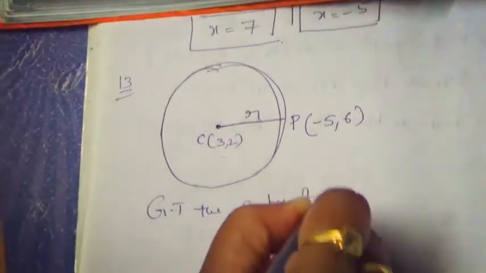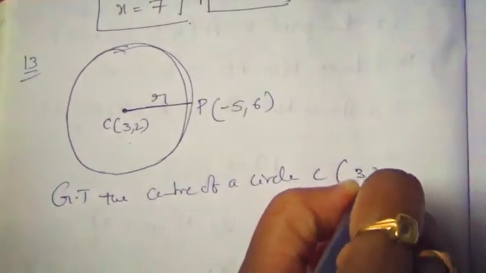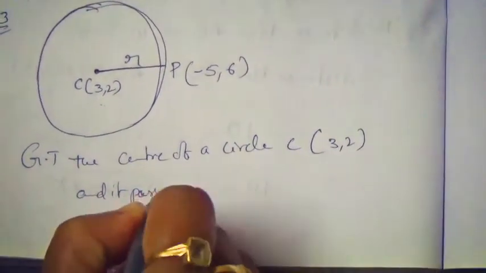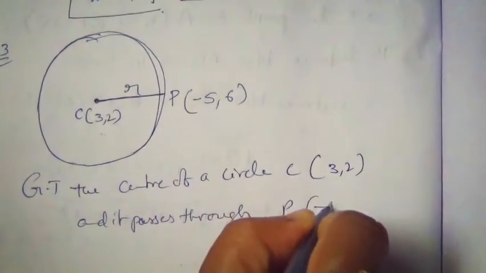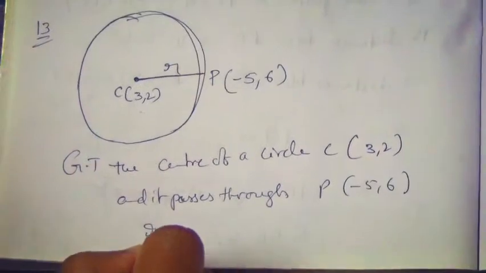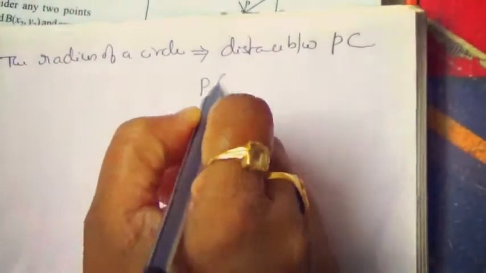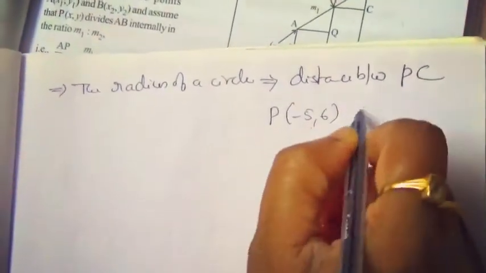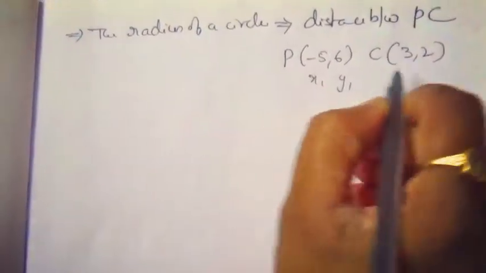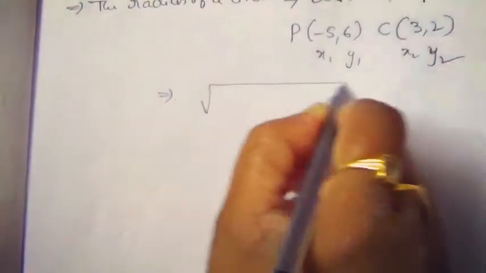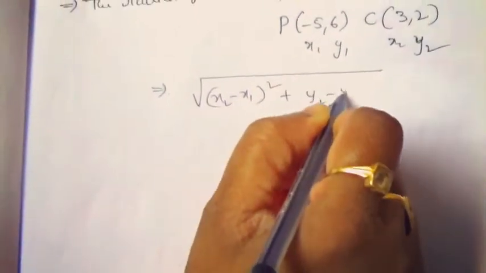Given that the center of a circle C is (3, 2) and it passes through P(-5, 6). So what is the radius? We have to find out the radius. The radius of a circle is nothing but the distance between P and C. What is P? (-5, 6). What is C? (3, 2). Let us take these points as x1, y1, x2, y2. That's it. That implies square root of (x2 minus x1) whole square plus (y2 minus y1) whole square.